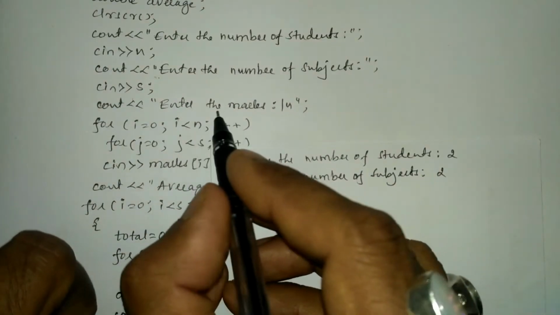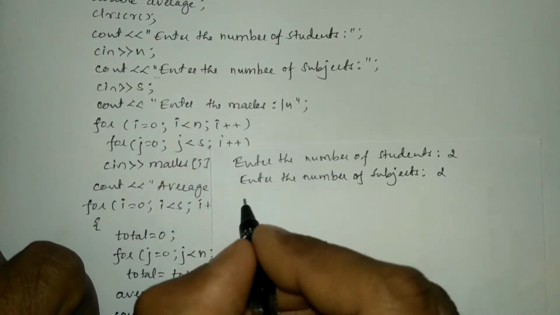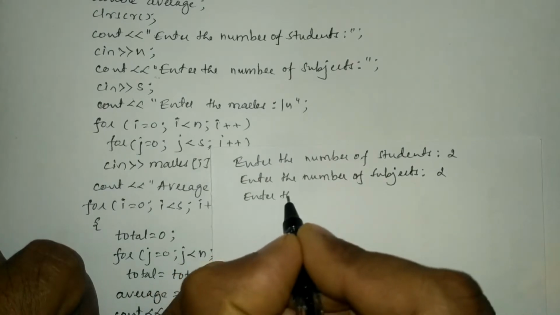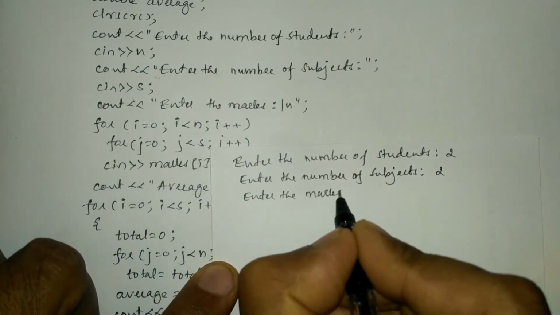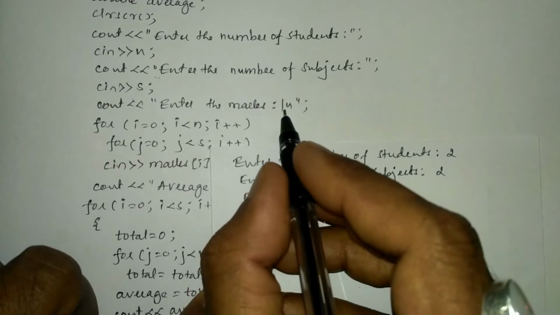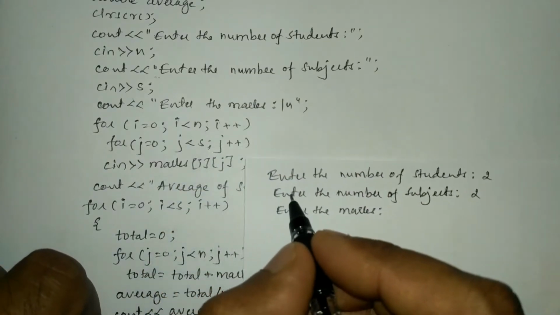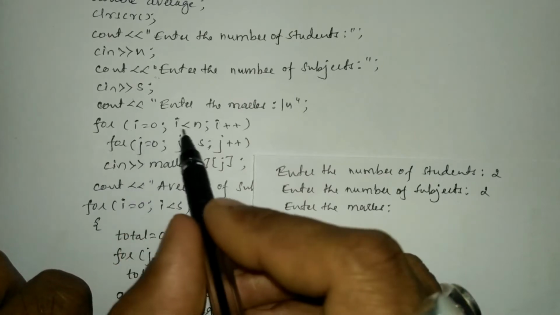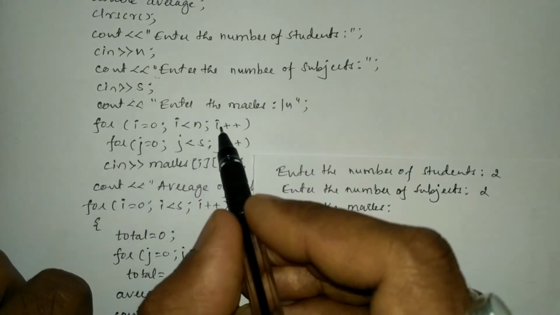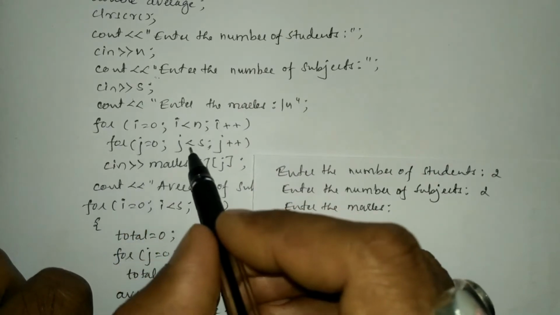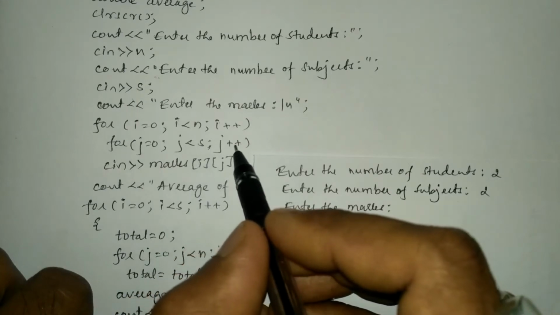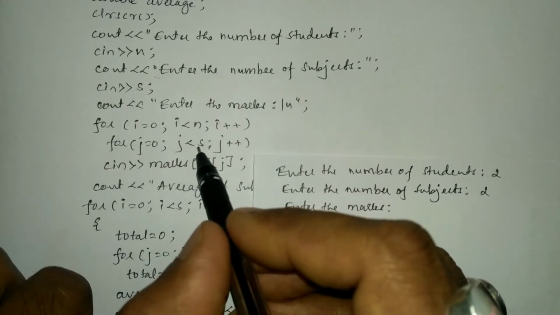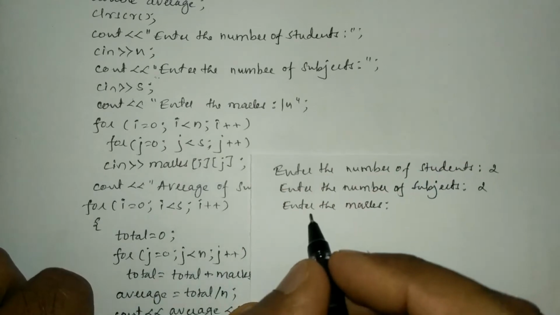Next it will ask the user to enter the marks. Here I'm going to write enter the marks. So just because of this backward slash n, cursor will come down to the next line. Here you can see we have got for i is equal to 0, i is less than n, and i plus plus. So j is equal to 0, j is less than s, and j plus plus. So here this inner for loop will get executed first. So what is the meaning of this?